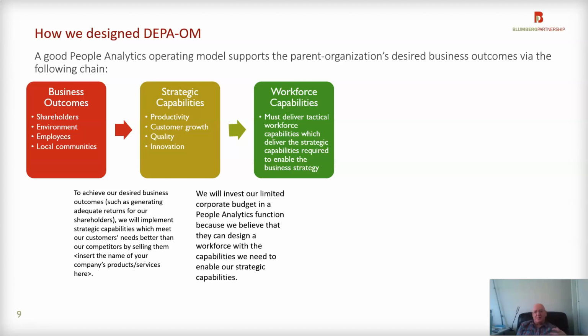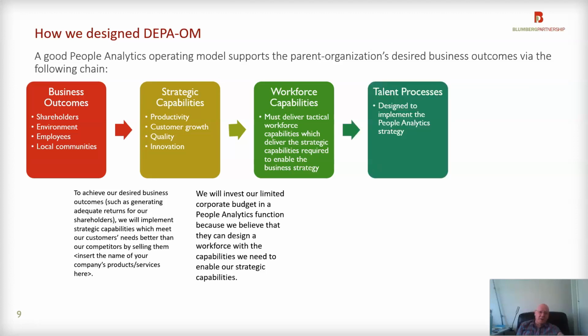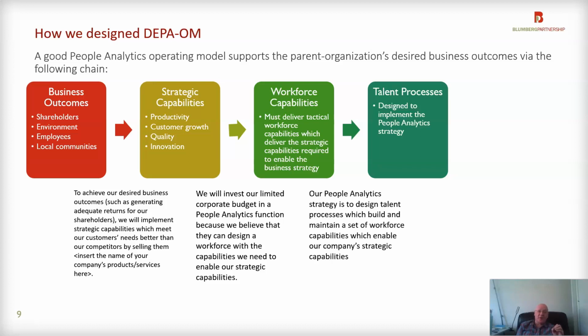And so your executive team said, we will invest our limited corporate budget in a people analytics function because we believe that they can design a workforce with the capabilities we need to enable our strategic capabilities. Now, you know that the only way to get the correct workforce capabilities is to have the correct talent processes for your organization. And so you say, our people analytics strategy is to design talent processes which build and maintain a set of workforce capabilities which enable our company's strategic capabilities. Because with those strategic capabilities, that's how you get the outcome.